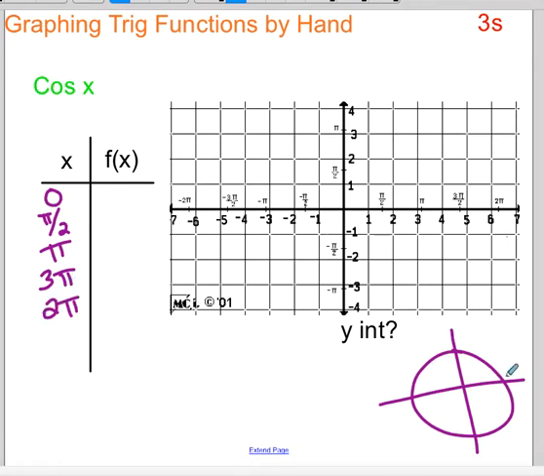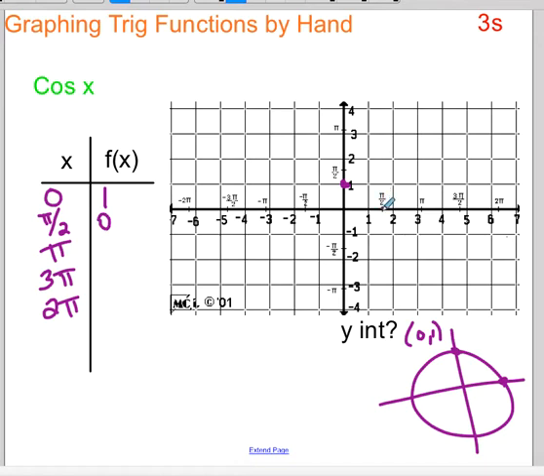So, I'm just going to say 0 radians or 0 degrees. The cosine is the x value. So the x value right there is actually 1. So the y-intercept, it's 0, 1. It's a little bit different than sine, right? 0, 1. Pi over 2 is still the same spot, but the x-coordinate now is 0. The y-coordinate's 1, but the x-coordinate is 0.